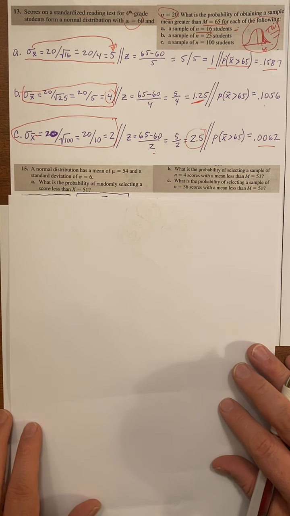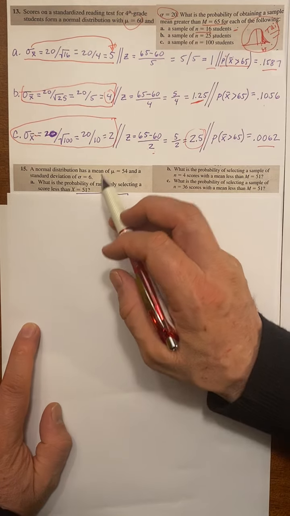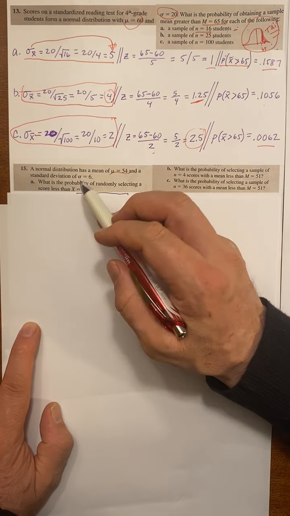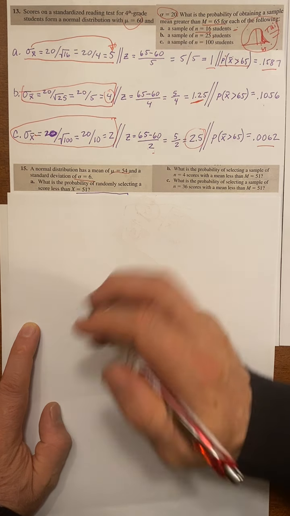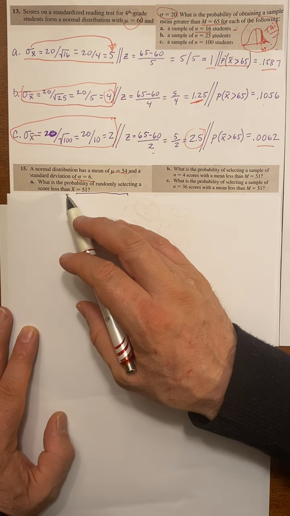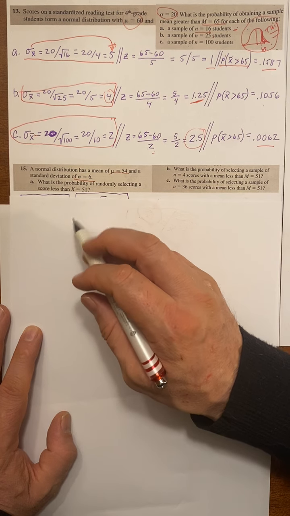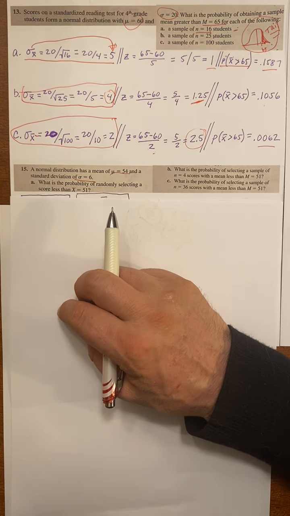Okay, just to start with, let's look at the problem. It says you have a normal distribution with a mean of 54 and a standard deviation of 6. What is the probability of randomly selecting a score less than x equals 51?